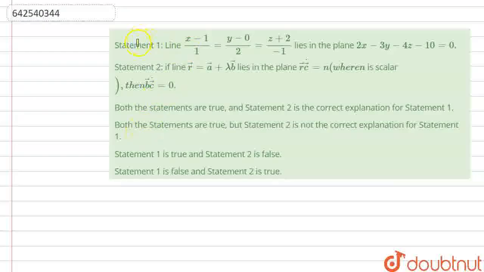In this problem we are given two statements. Statement 1 says that the line represented by this equation lies in the plane 2x minus 3y minus 4z minus 10 equal to 0. And statement 2 says that if the line represented by r vector equals a plus lambda b vector lies in the plane r vector dot c vector equal to n, where n is a scalar, then b vector dot c vector equal to 0. So we have to tell which of the statements is correct and whether statement 2 is a correct explanation for statement 1 or not.